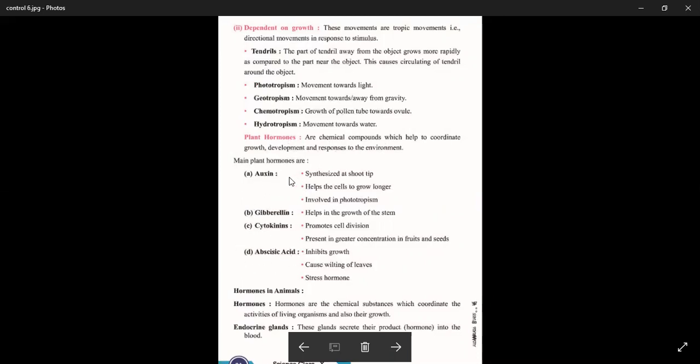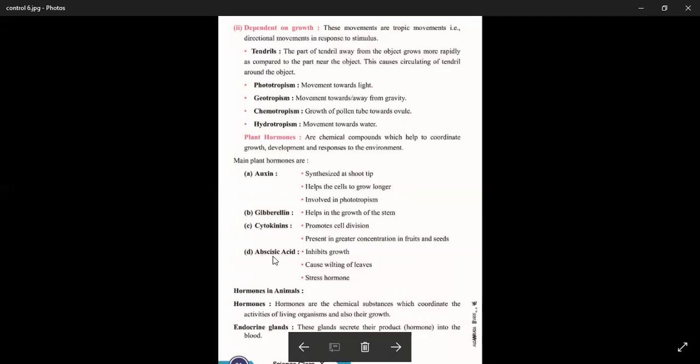So first, auxin is synthesized at the shoot tip in response to light, and it helps in cell elongation, causing cells to grow longer, and it is involved in phototropism. Now gibberellin helps in the growth of the stem, and auxin helps in the growth of the shoot tip. And now cytokinin promotes cell division. Cytokinin is present in greater concentration in fruits, seeds, and in meristematic tissue.